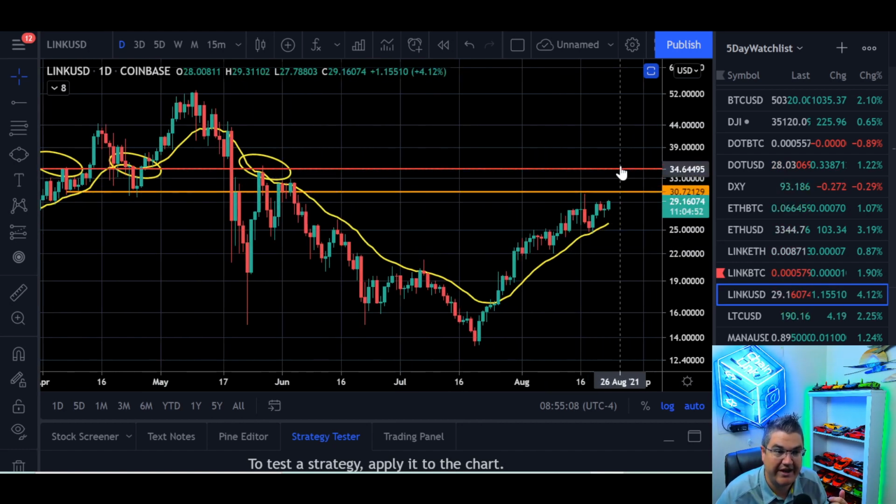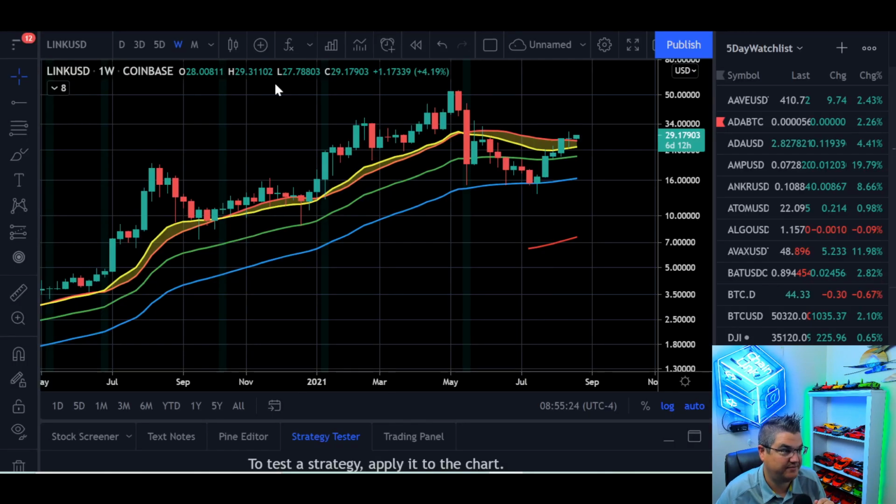So I don't know if we're going to make it to that high, but if we do, that would be the level I'd be watching. If we break $30, $31, our next level, just based on support and resistance on the daily chart, is right here between 34 and 35. That's what I'm looking for. All right, what else do we got?